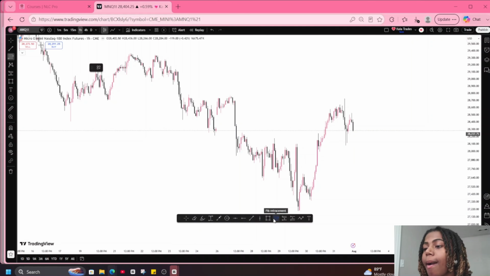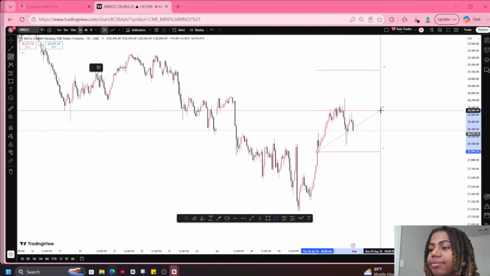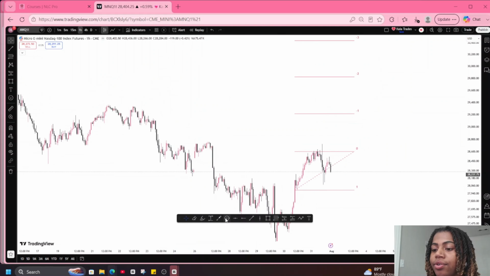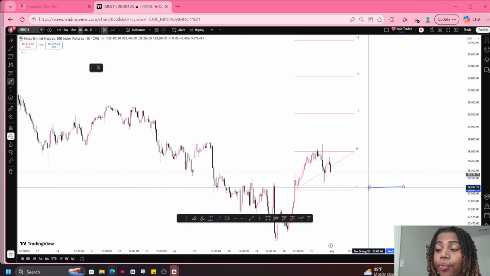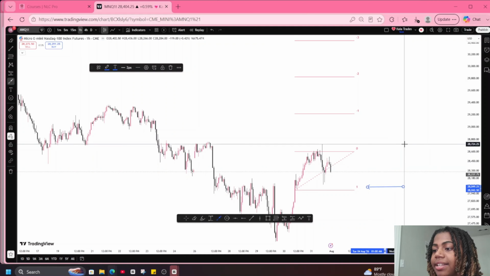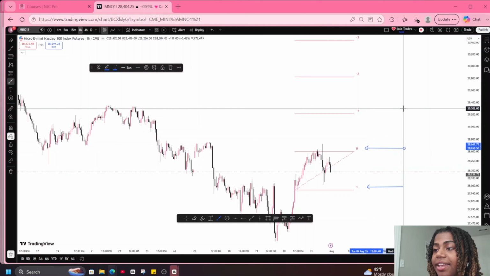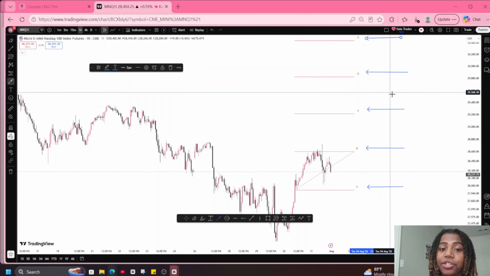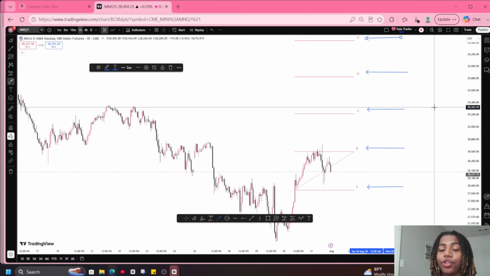Boom, just like that. I'm going to zoom out so you guys can get those levels. Let me use this arrow tool. We have the number 1, 0, -1, -2, and -3. Be sure if you do use the Fibonacci tool, you can utilize those.